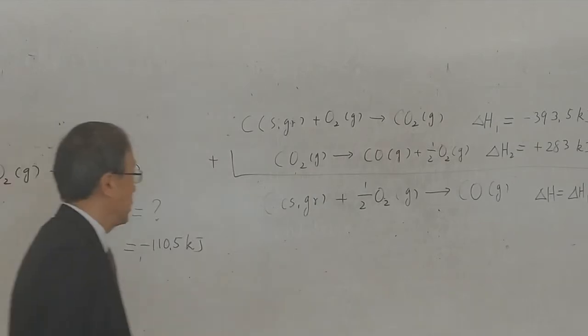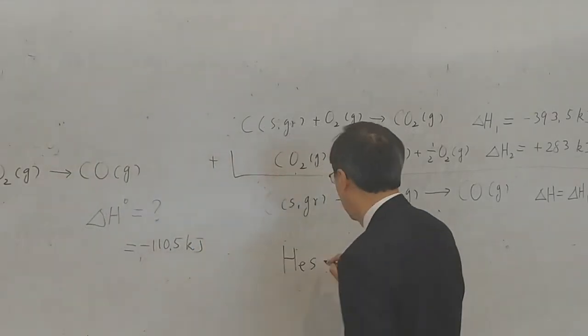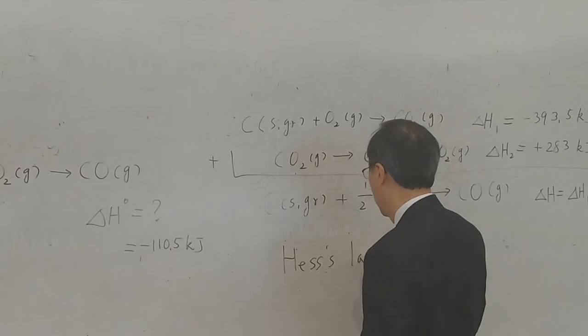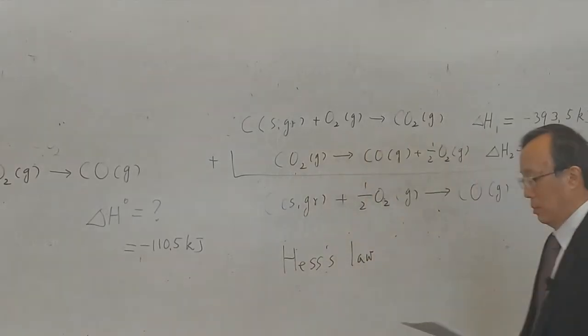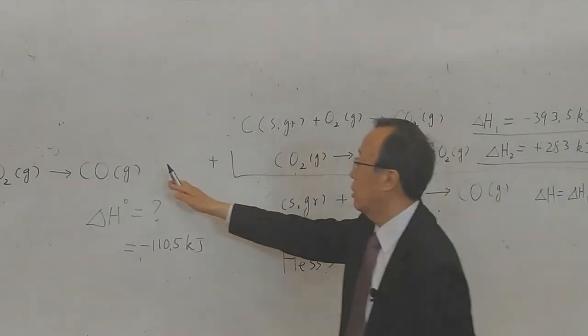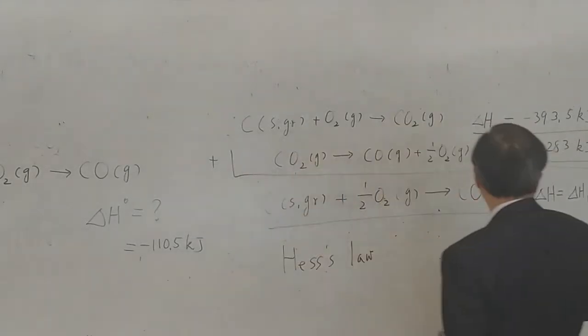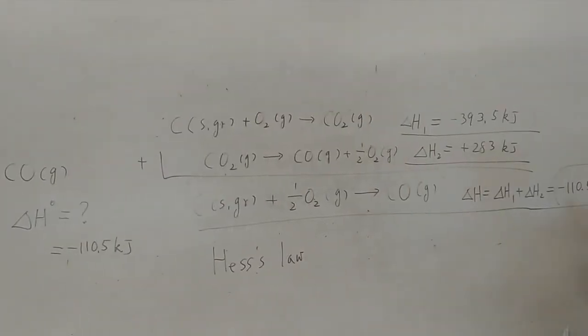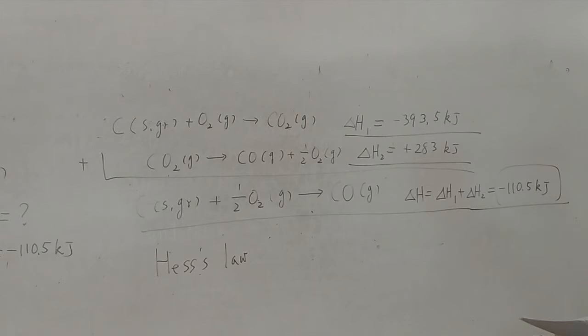This is known as Hess's law. As I mentioned before, the enthalpy is a state function. So we can combine these two equations because this is already known and we can easily get the enthalpy of reaction for these reactions. This part is difficult to obtain. So we put them together, and finally we can get this one. This is Hess's law, right?